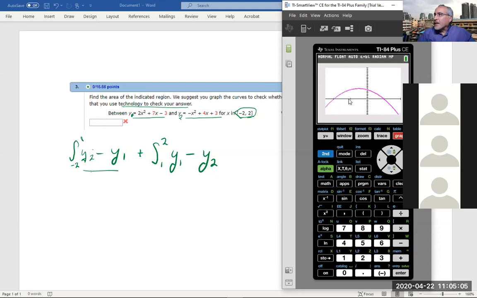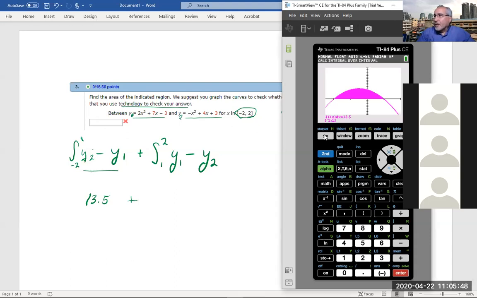So we've got the graph. We need to find the area under the curve now. So we go second calc number 7, and we're going from -2 to 1. So our lower limit is -2, enter. Our upper limit is going to be 1. And you'll see the area between the curves is 13.5. So I write that down. That's my answer for this part. Now I just need to find this part. I'll get a number, I'll add them together, and that's our answer.